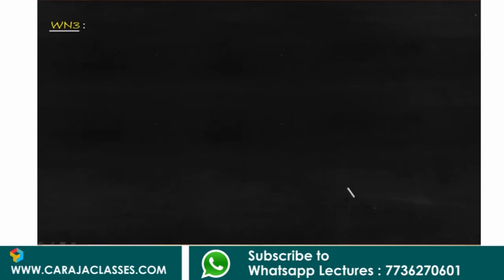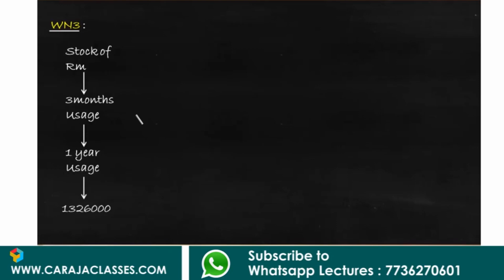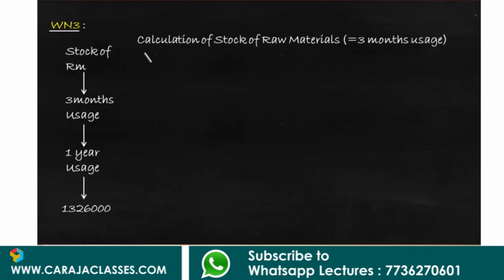Then we'll move on to working note 3, which is for computing the stock. In question we have the company will have 3 months of stock of raw material. We have found that 1 year usage of raw material is 13,26,000 in our working note 2. So with this information we can find the stock of raw material, which is equal to 3 months usage. So 13,26 lakh is for 12 months, so what is for 3 months? 13,26,000 into 3 by 12 is equal to 3,31,500. So this is the stock of raw material.